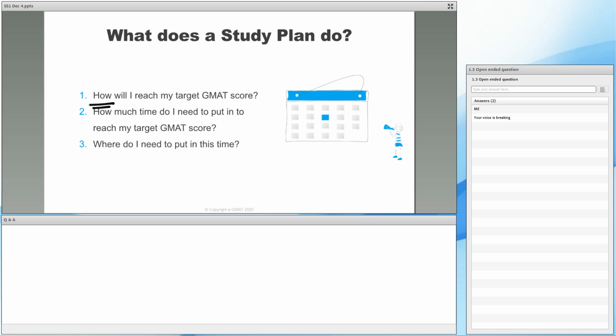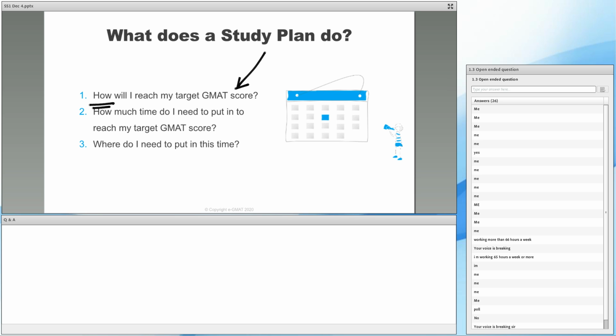How many of you struggle with time today? 65 hours a week or more, right? A lot. So the first thing that a study plan does is it actually creates a path that is most efficient for you to get to that target GMAT score.